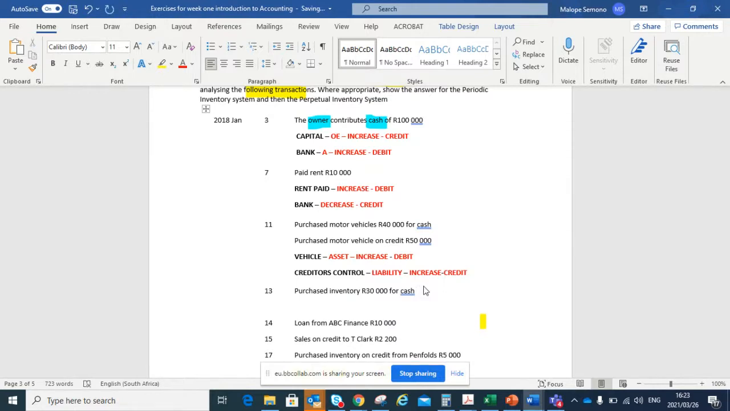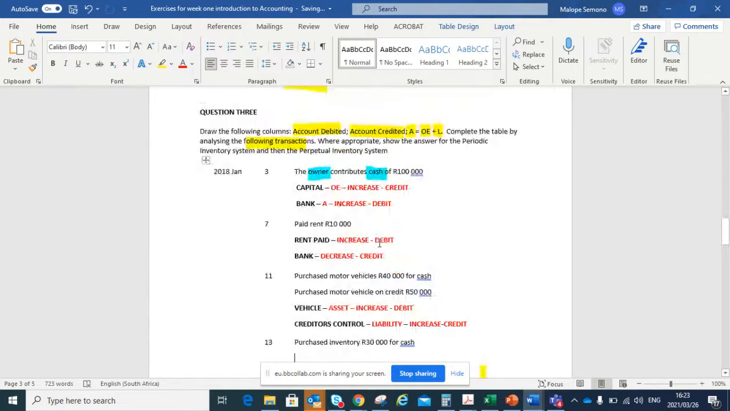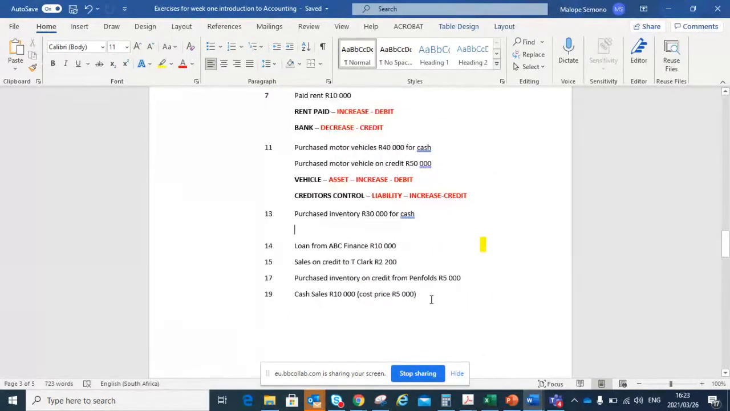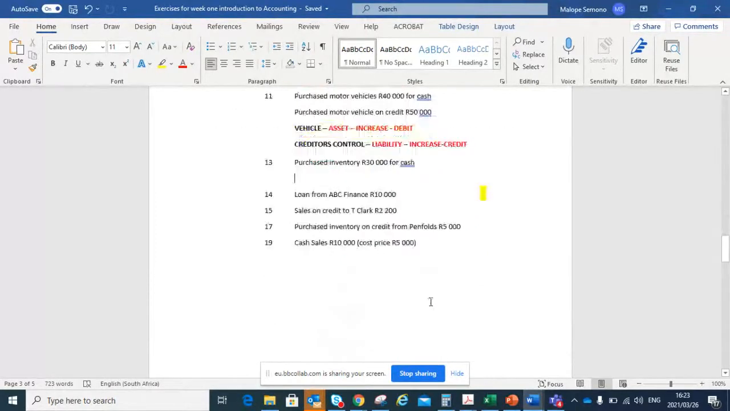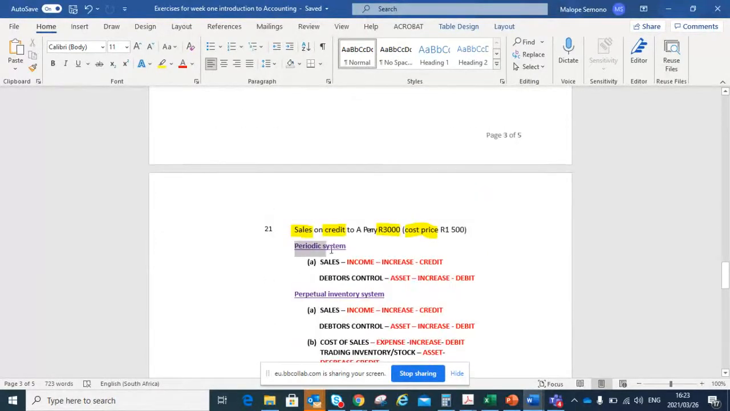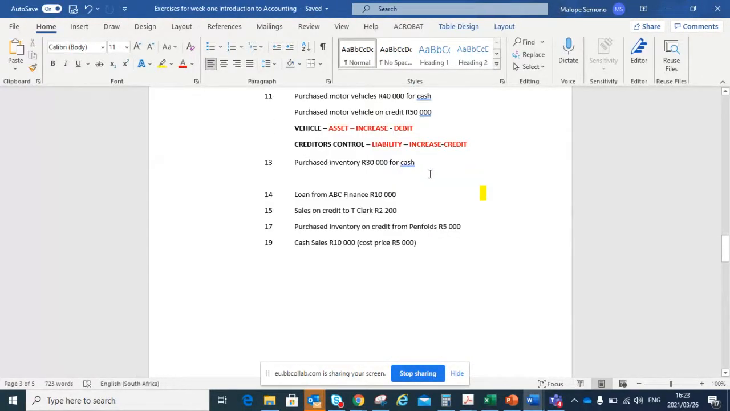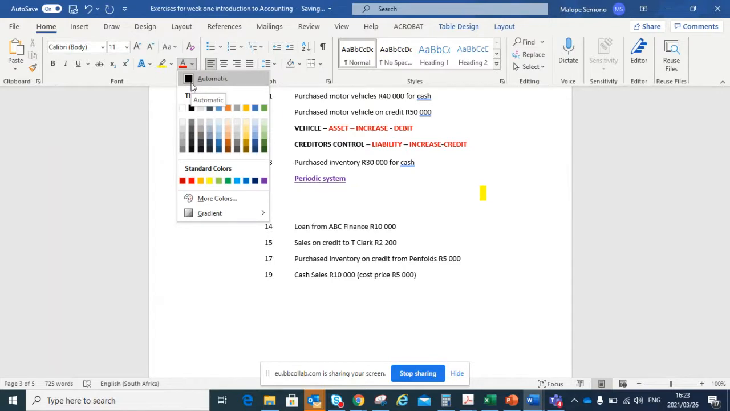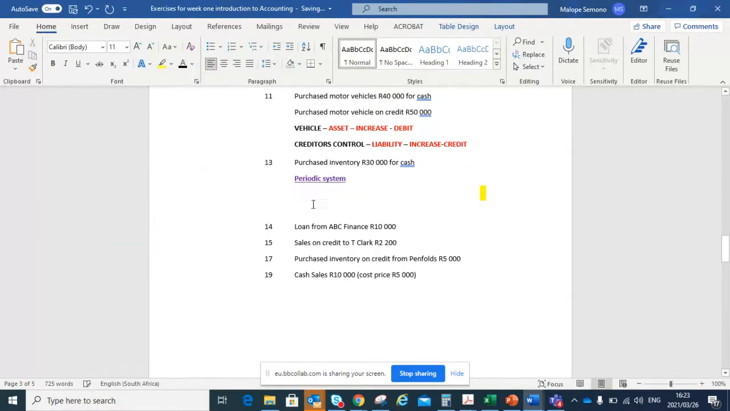Remember, I said wherever the inventory is involved, you need to check because inventory can either be according to the perpetual or periodic. So now, I want us to start with the periodic. I'm going to show you this one. So what if we were under periodic? Who can give me the accounts involved for this one? What are the accounts involved for the 13th? We bought inventory for cash.